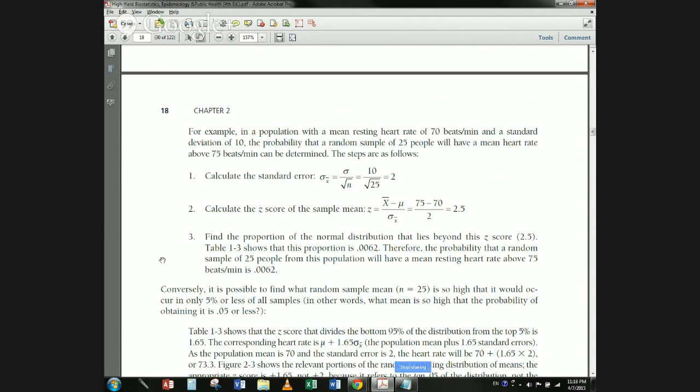Find the proportion of the normal distribution that lies beyond the z-score. That is the next step. So table 1.3 shows that this proportion is 0.0062. Therefore, the probability that a random sample of 25 people from this population will have a mean resting heart rate above 75 beats per minute is 0.0062.